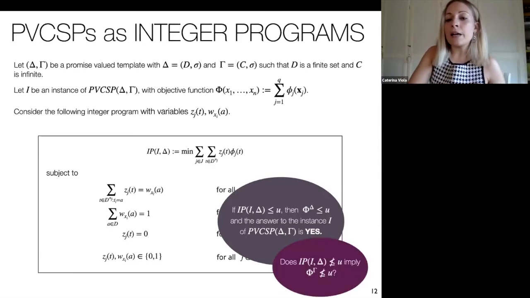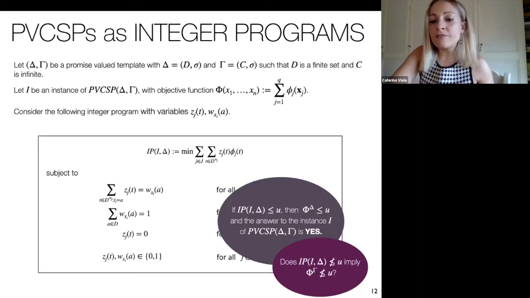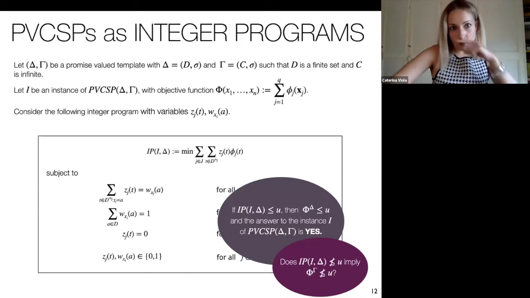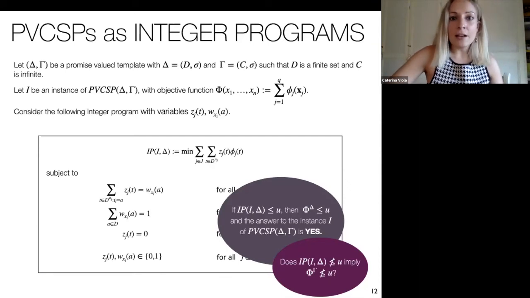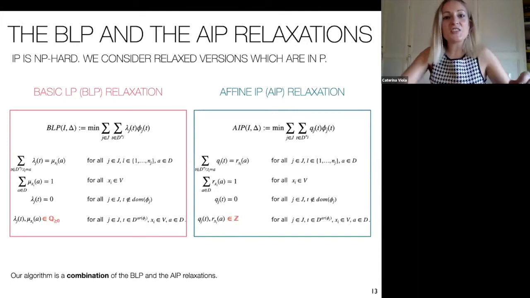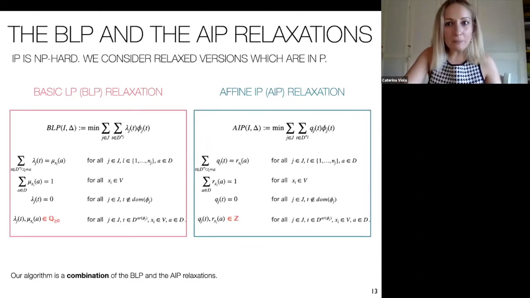We ask whether having IP(I) in delta not bounded by u implies that phi is not bounded by u in gamma. But before answering this question, we have another problem. The problem is that solving an integer program is NP-hard in general. And therefore, we consider two relaxations of the program that I showed you in the previous slide, which are known to be solvable in polynomial time. The two relaxations considered are the basic linear programming or BLP relaxation and the affine integer programming or AIP relaxation.